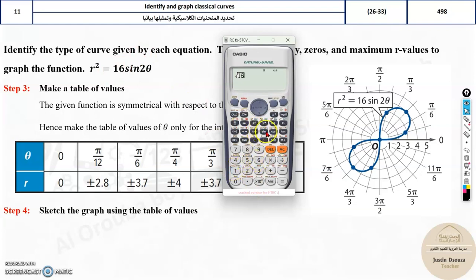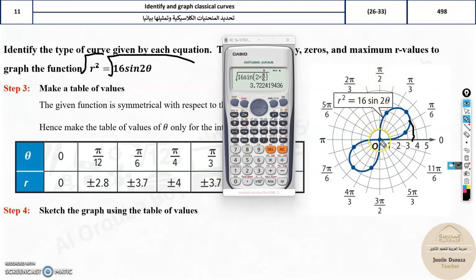Square root of 16 sine 2 into pi by 6, close the bracket, solve it. What is the value over here? It is 3.7. Now if you're wondering why I put the square root, it's because over here we need the r value, the radius. We don't want r squared, so take the square root on both sides. Now 3.7, is it true? Pi by 6, yes, it is almost 3.7. Yes, you can choose any other theta value, you will definitely get the same answer.